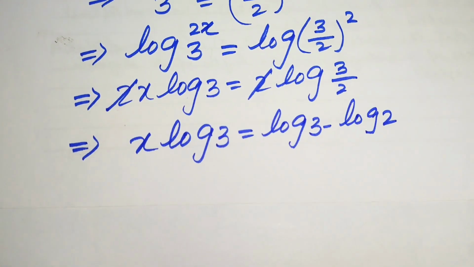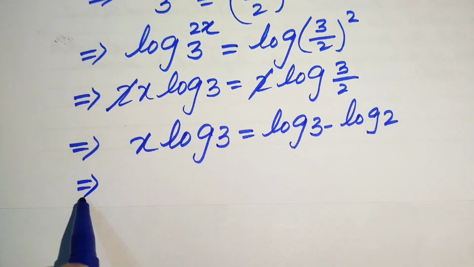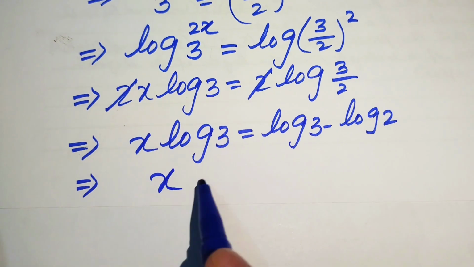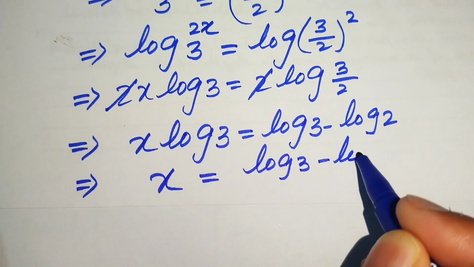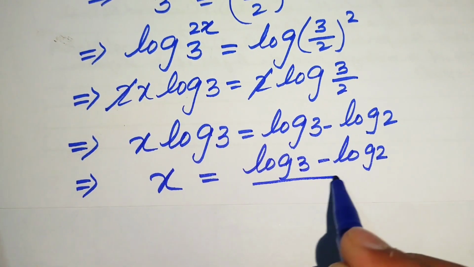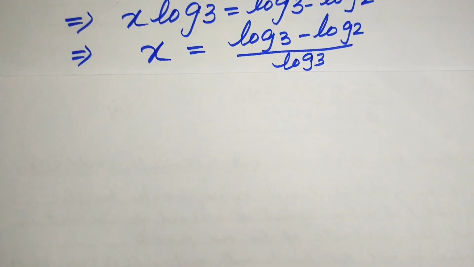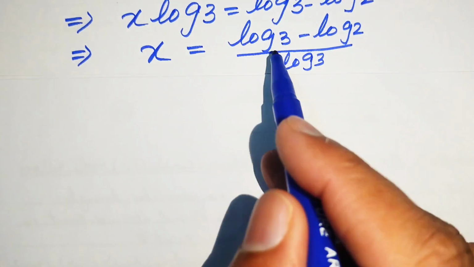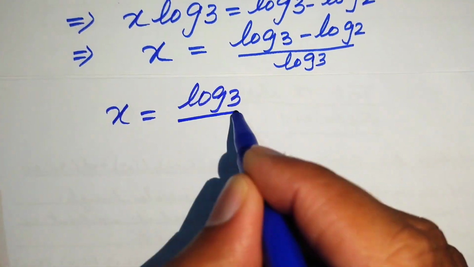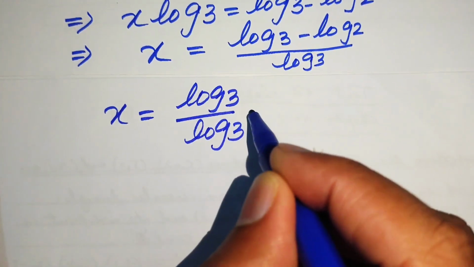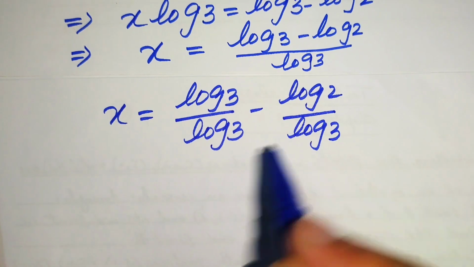So now we remove this log 3 from the left hand side, so here we need to divide both sides by log 3. So it is written as x equals log of 3 minus log of 2, divided by log of 3. Now we separate this fraction, and it is written as x equals log of 3 divided by log of 3 minus log of 2 divided by log of 3.